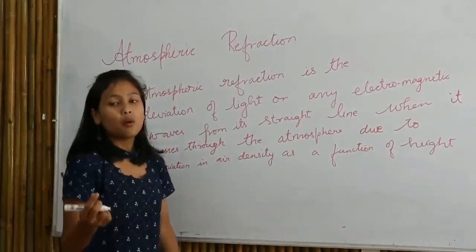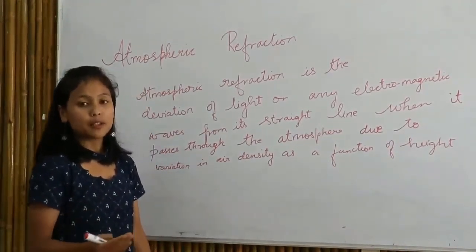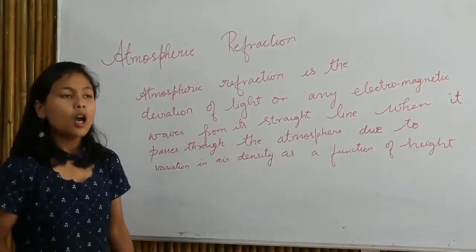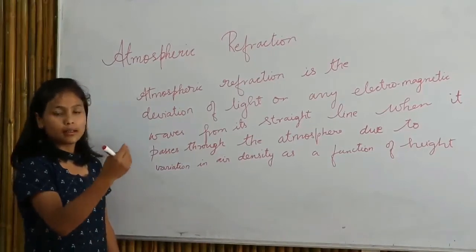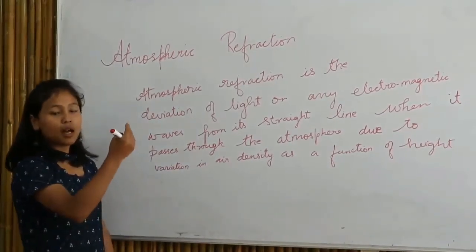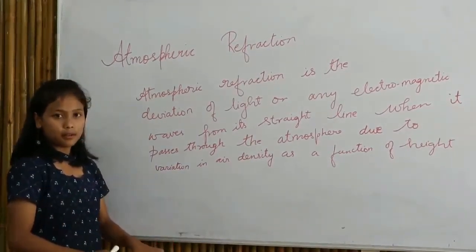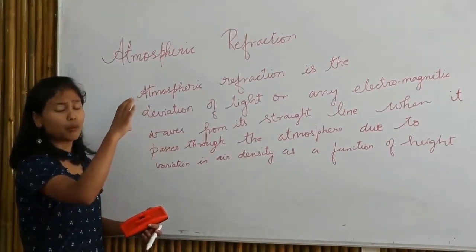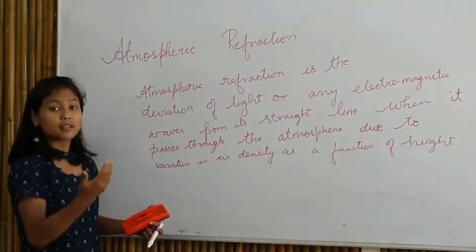Let me give you one example of atmospheric refraction, that is the twinkling of stars. When we look at the stars from the Earth's surface, we are viewing them through a thin layer of turbulent or moving air.